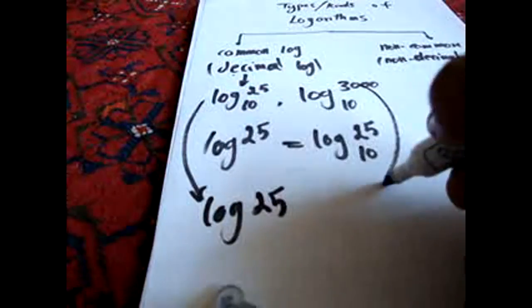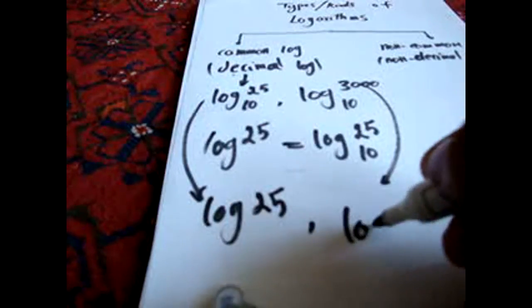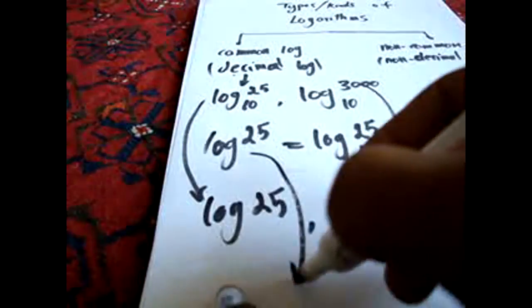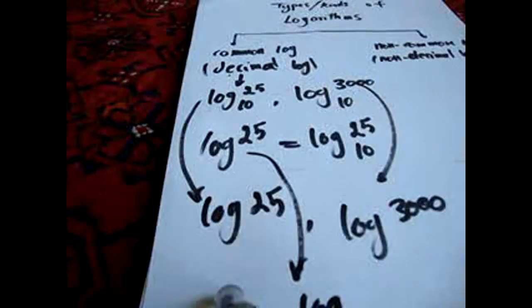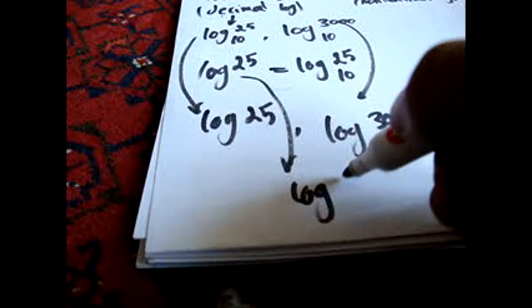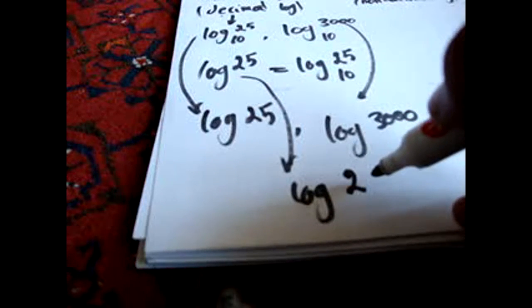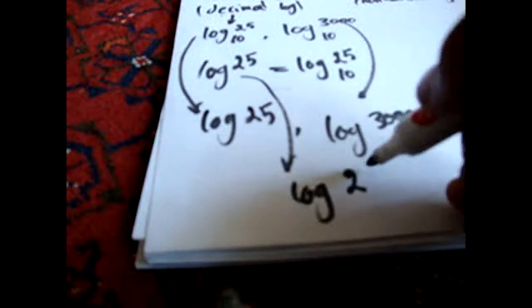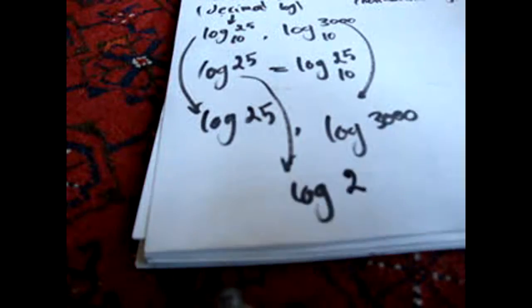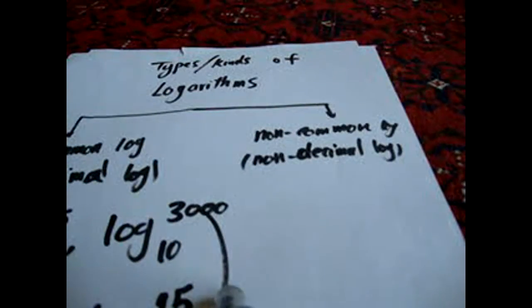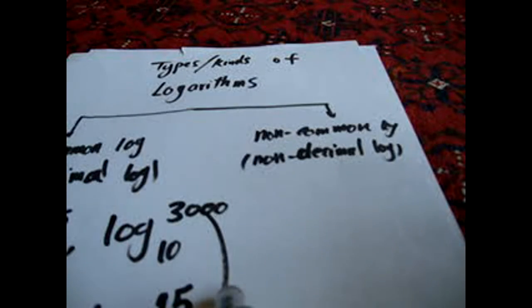So from now on, I'll write all of them like this: log 25, this one log of 3000, and this one also log of 20. I wrote this twice. That's okay. So we're gonna come back to the non-decimal log or non-common log.